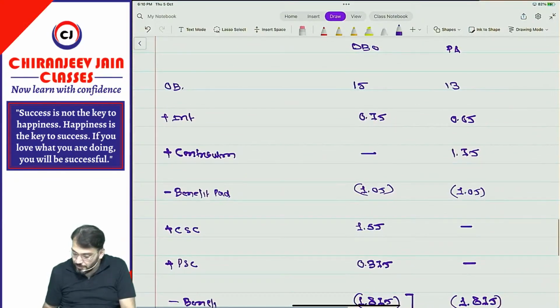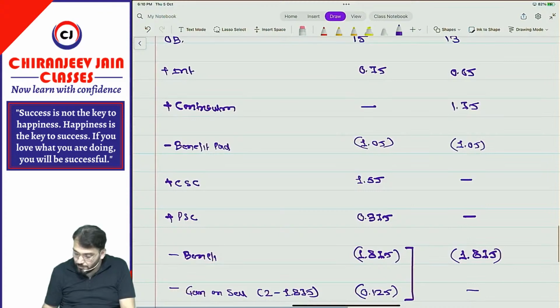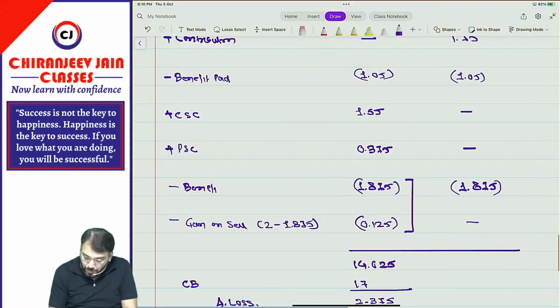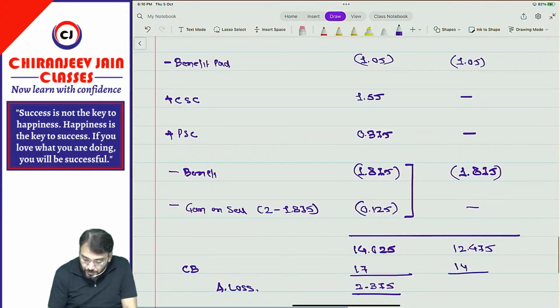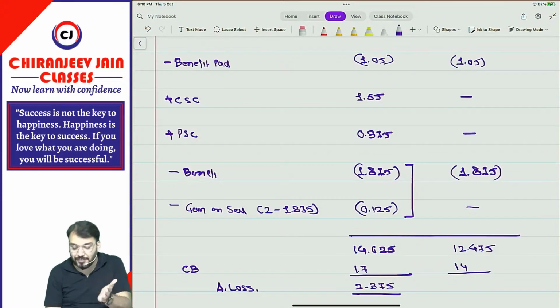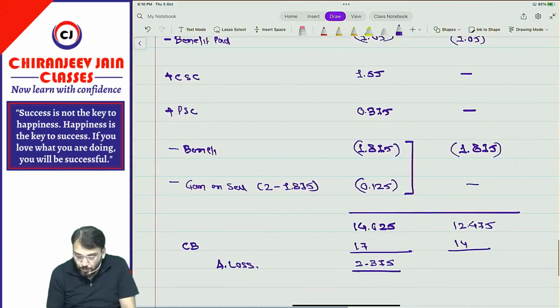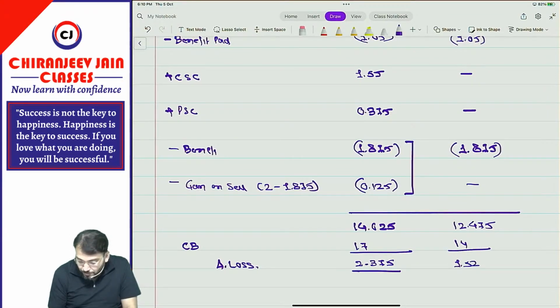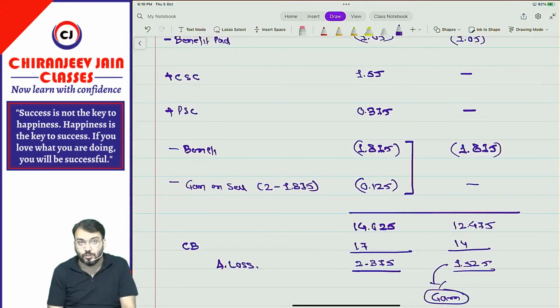So 13 plus 0.65 plus 1.75 minus 1.05 minus 1.875. This is coming to 12.475. And what is the closing balance given? 14. You can see your asset increases, so it becomes remeasurement gain. 14 minus 12.475 is equal to 1.525. So 1.525 becomes remeasurement gain. So there is one remeasurement gain and one remeasurement loss.